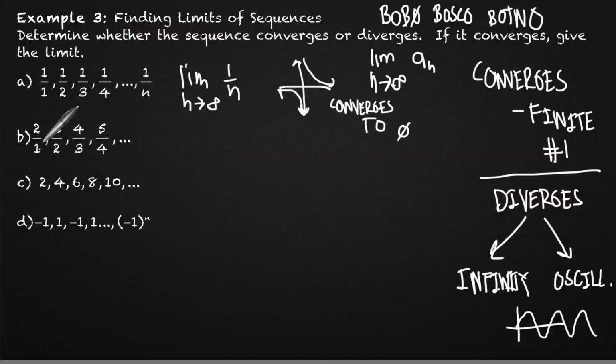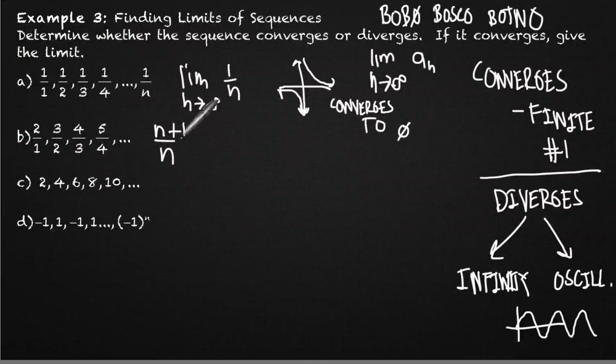All right, let's take a look at letter B. We have 2 over 1, 3 over 2, 4 over 3, 5 over 4. Notice it does not give us the formula, but we can figure it out. The top is always 1 more than the bottom, and the bottom is simply the term number: 1, 2, 3, 4. The first term has 1 on the bottom, the second term has 2 on the bottom, so the bottom must be just n. The top is 1 more than the bottom, so the top must be n plus 1.